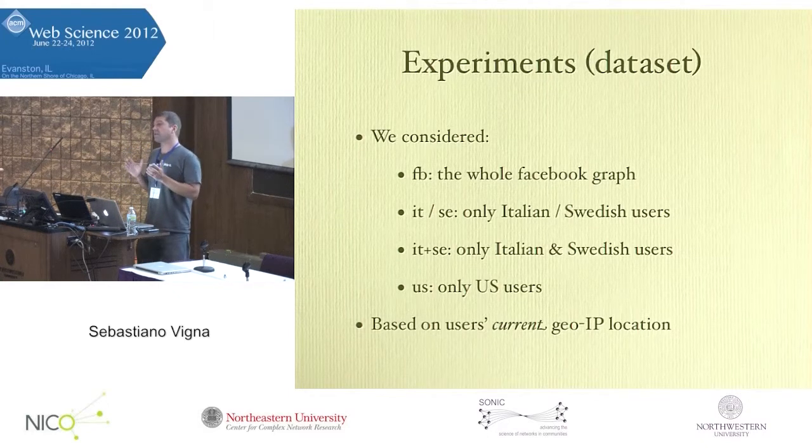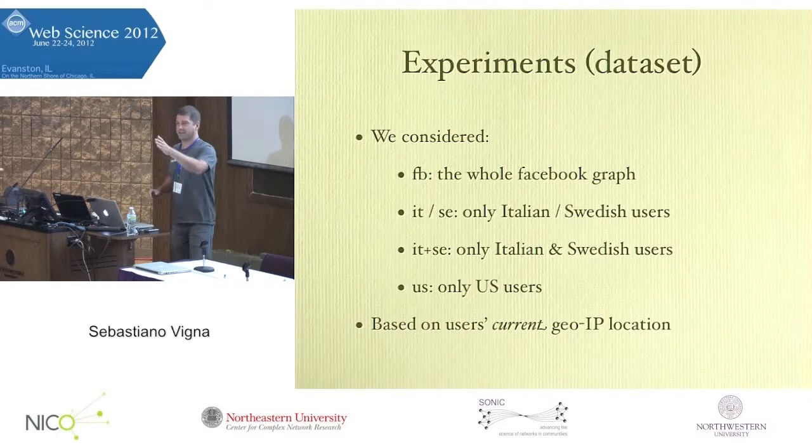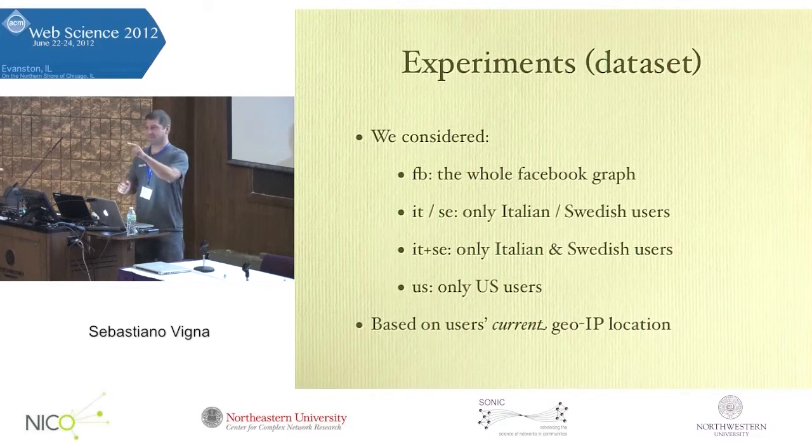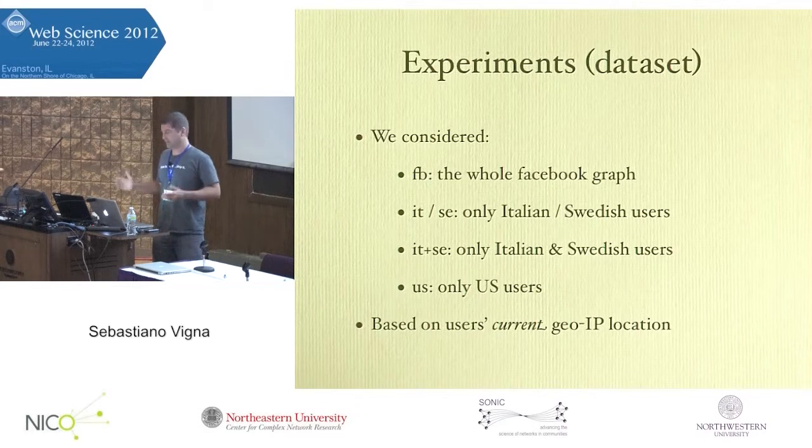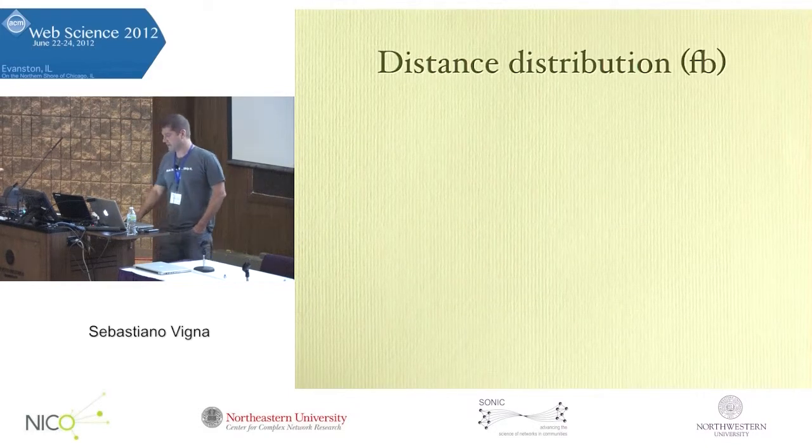division is based on the current geographic location of the users, because we don't have information about the past history of the user, if I'm correct. So the geolocation, okay, Johan is here in the audience. If you have a question about Facebook, you should ask him. But nonetheless, in particular for the recent graphs, it's very reliable.